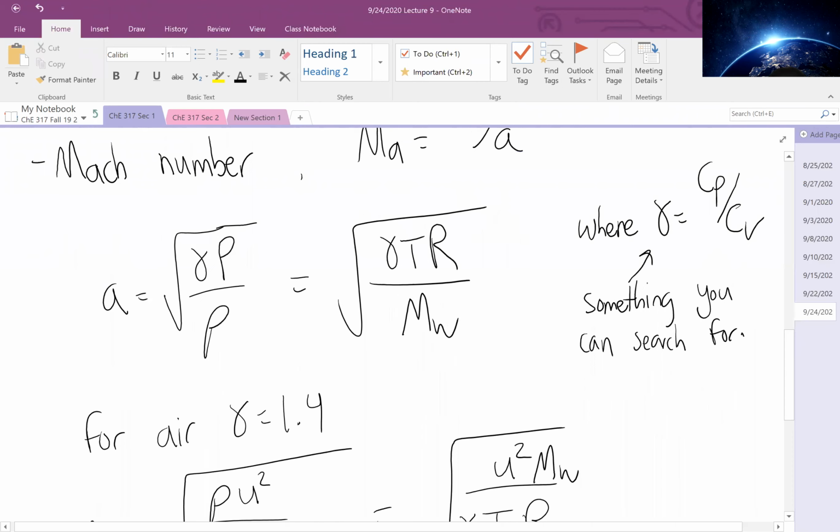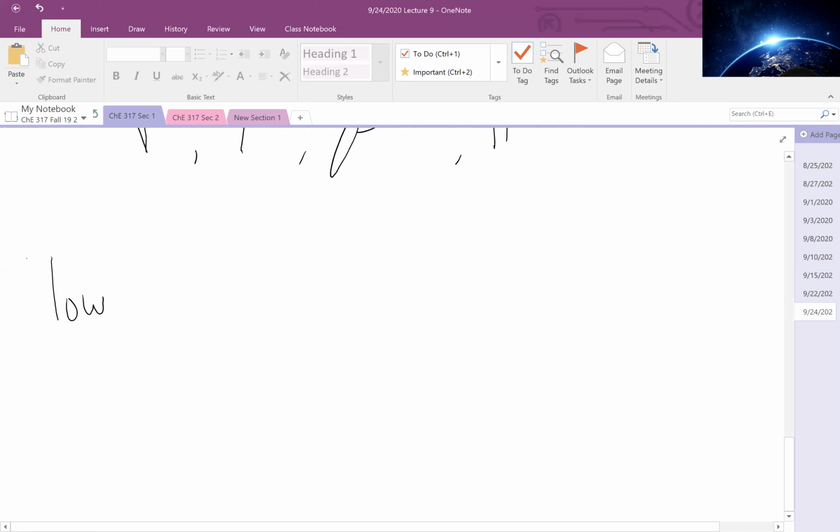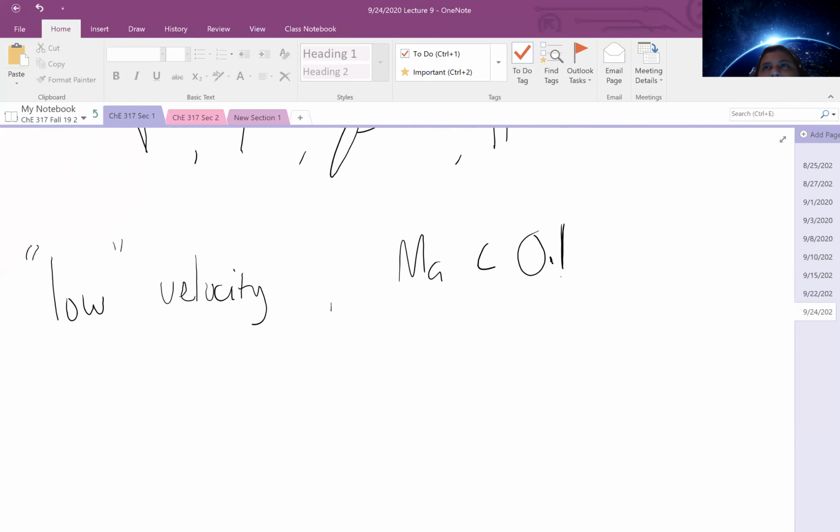We can consider low velocity to usually be a Mach number less than 0.1. Some people use 0.2, but basically, if you can quantify the Mach number and it's far from zero, so to speak, you're probably going to want to consider application of compressible expressions.